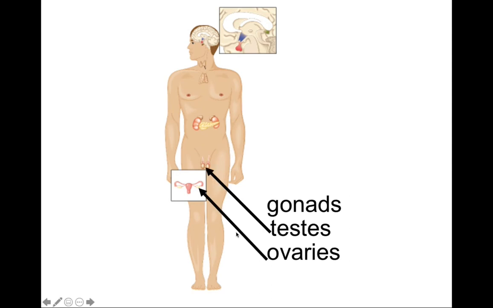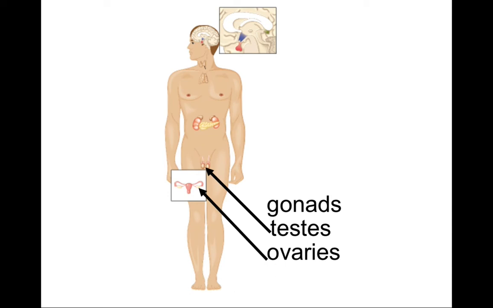And the last two endocrine organs we will discuss are the gonads. In males, the gonads are the testes, and in females, the gonads are the ovaries. The gonads will be responsible for releasing the sex hormones, such as testosterone and estrogen. We'll also see what these organs look like under the microscope.